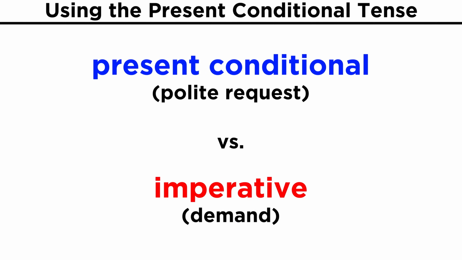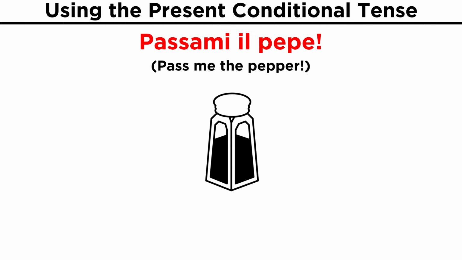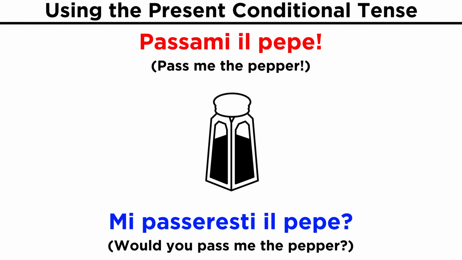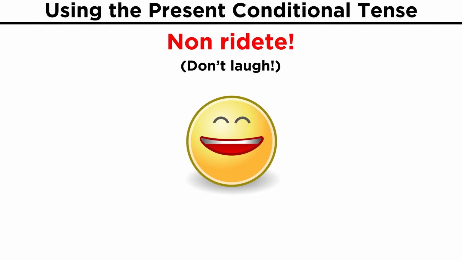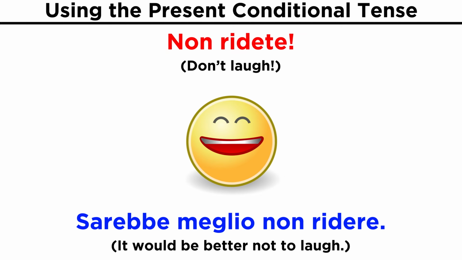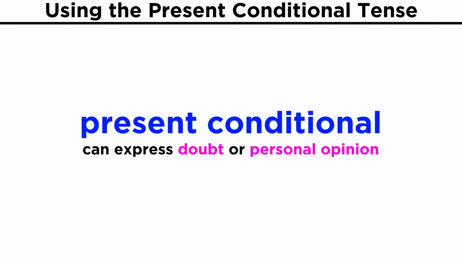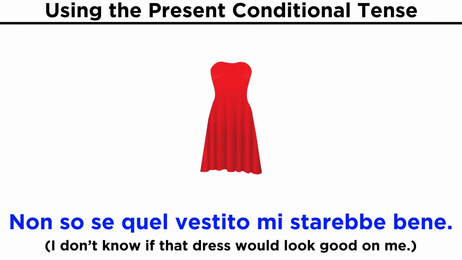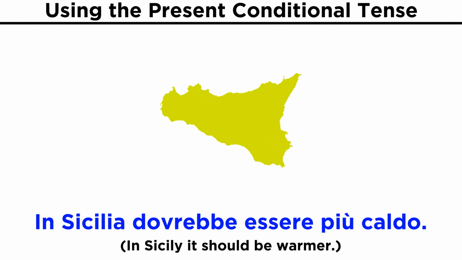This tense is also used to express a polite request rather than a demand, which would require the imperative. Passami il pepe. This becomes mi passeresti il pepe? Non ridete. This becomes sarebbe meglio non ridere. At other times, the present conditional can express doubt or a subjective opinion. Non so se quel vestito mi starebbe bene. In Sicilia dovrebbe essere più caldo.